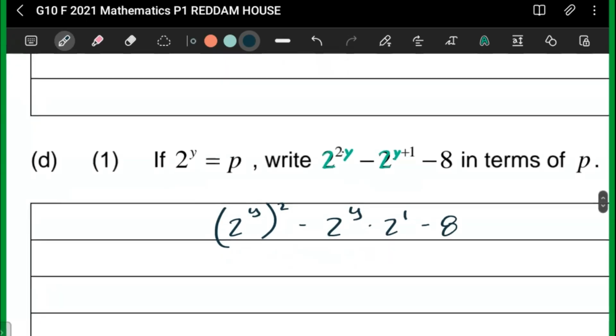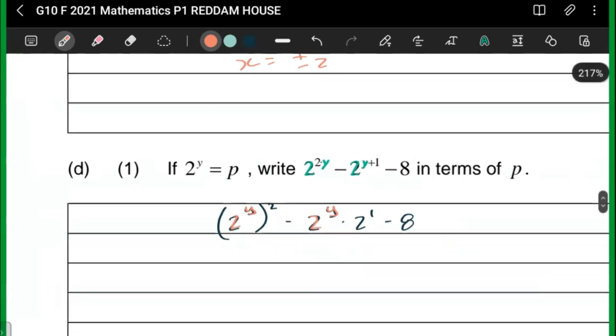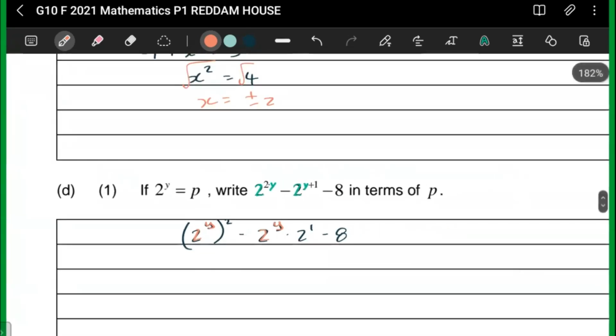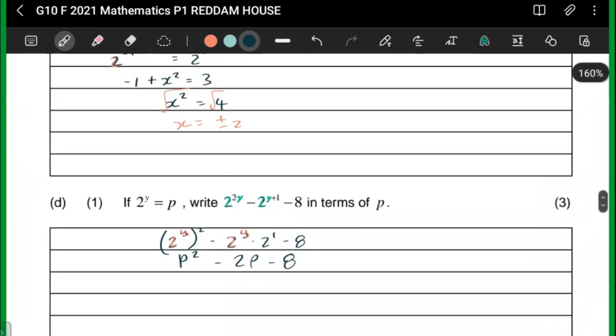So when you've done it like this, you can visibly see that this is the p that they're talking about. This is also p that they're talking about. So if they're gonna say 2 to the power of y is equal to p, and they give you this and they say write in terms of p, what you want to do first off is restructure your question so that you can easily see the 2y, and then you can just drop a p there. You see, this is like p squared. There's also like 2 times p, and then -8. There you go.